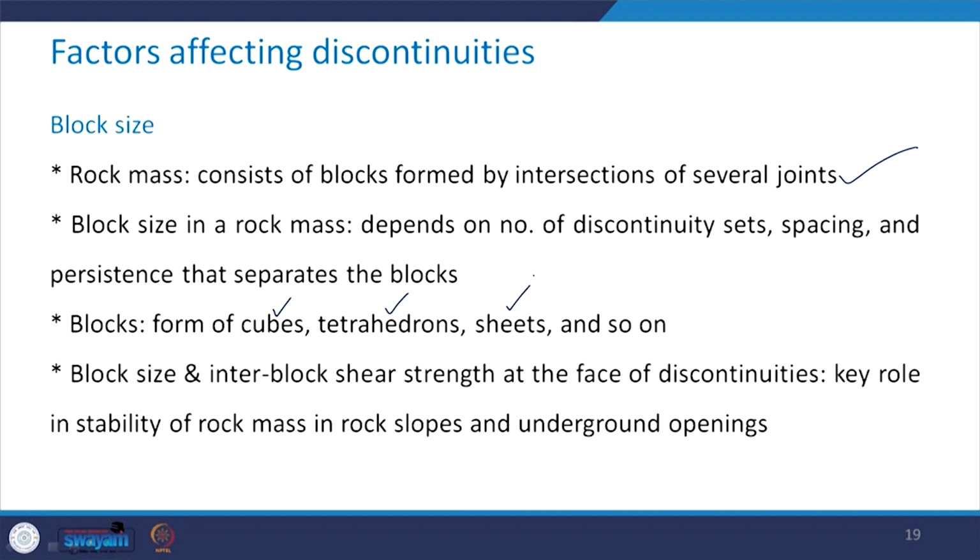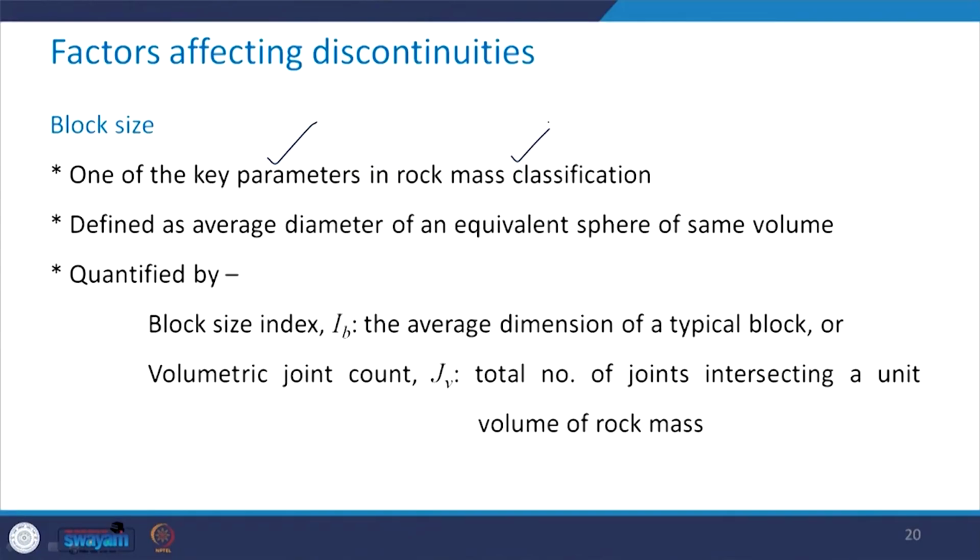Block size and interblock shear strength at the face of the discontinuities play a key role in the stability of rock mass, especially in the case of rock slopes and underground openings. So, one needs to be careful about it. It is one of the key parameters in rock mass classification as well. This is defined as the average diameter of an equivalent sphere of the same volume.